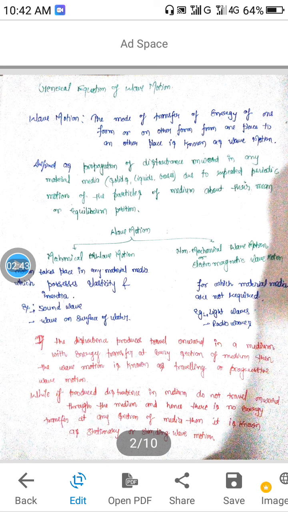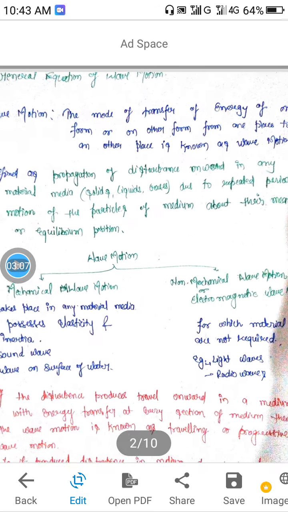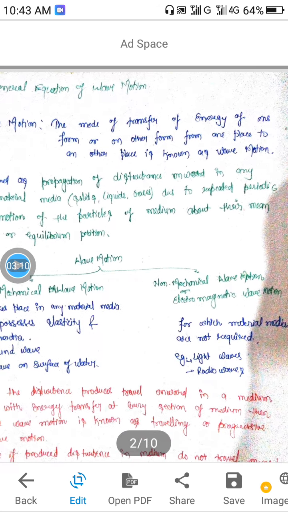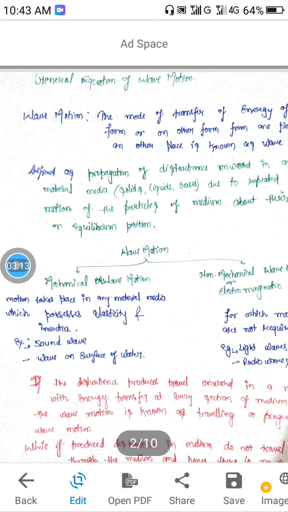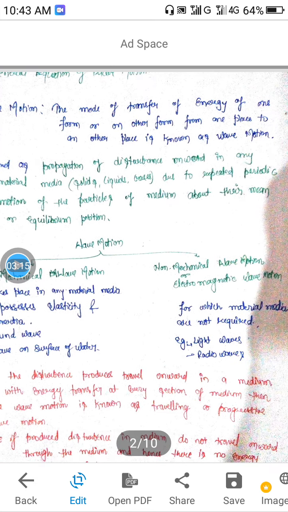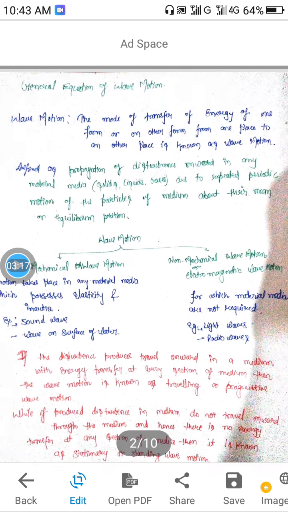You can simply define it as the mode of transfer of energy from one form to another form, from one place to another place, is known as wave motion. Or you can define it as the propagation of disturbance onward in any material medium, solid, liquid, gas, due to the repeated periodic motion of the particles of the medium about their mean point or equilibrium position. That is wave motion.